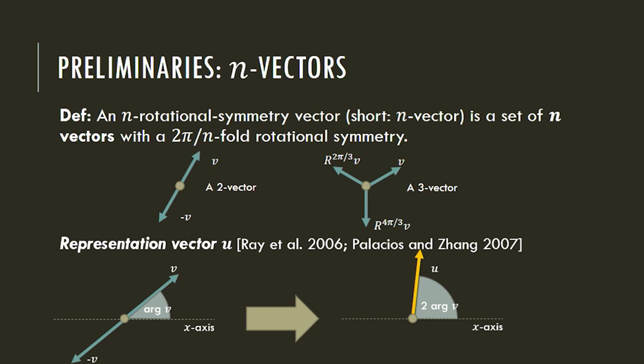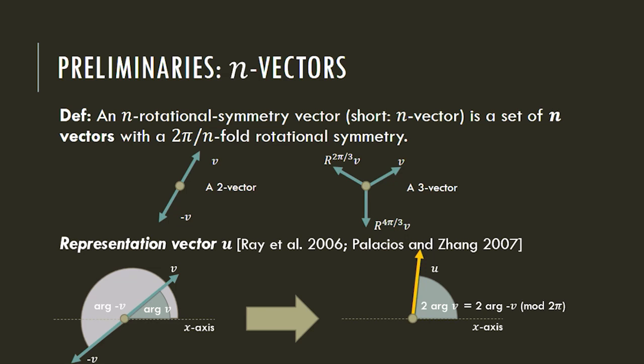So now you say, yeah, but why did you choose v? You could have chosen minus v. Okay, so let's choose minus v. So this is the argument of minus v, and now the observation is that twice this argument is the same angle modulo 2 pi, so we end up at the same representation vector.